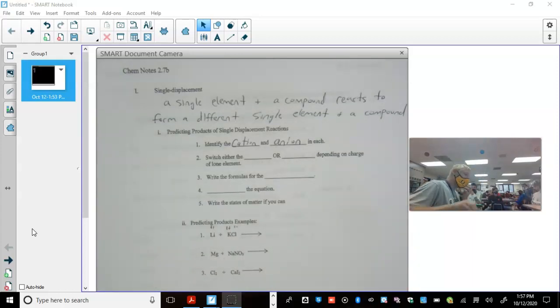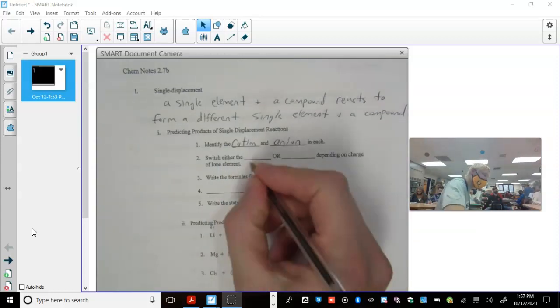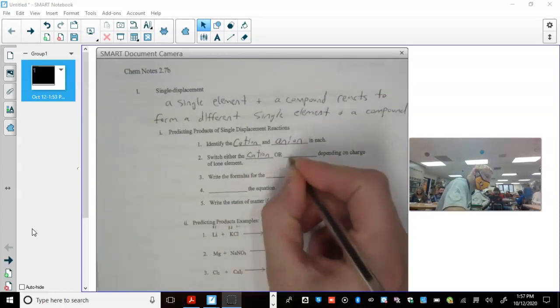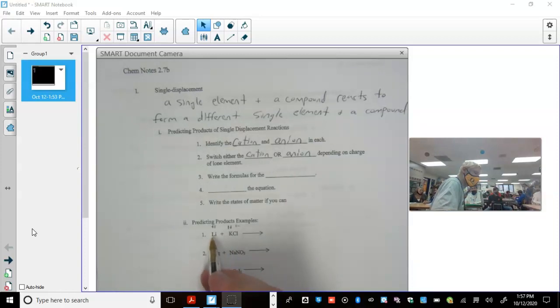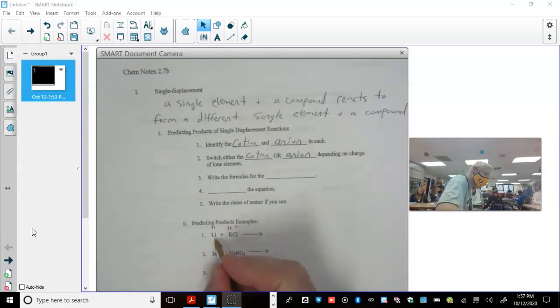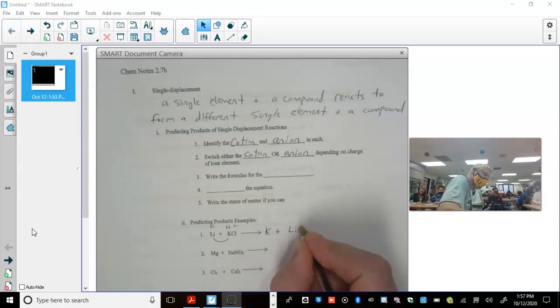All right. So let's go to the next step. It says switch either the cation or anion depending on the charge of the lone element. Hey, what's my lone element? It's lithium. It's a plus. So I'm going to switch it with the other plus, which is potassium. So Jaden, my lithium and potassium are both plus, so they're both being switched. That's what's going to do the swap. Absolutely. There you go. So potassium is going to be by itself, and lithium is going to be with chlorine.